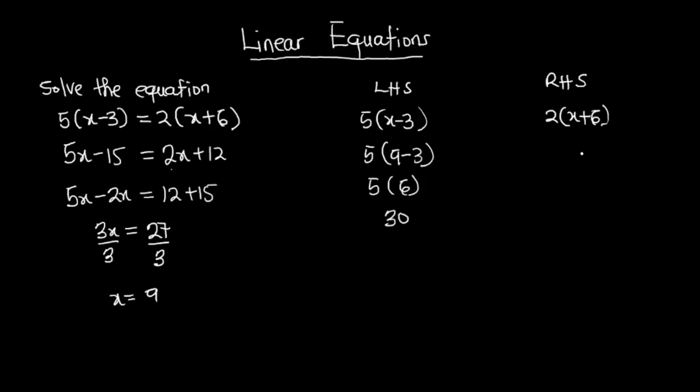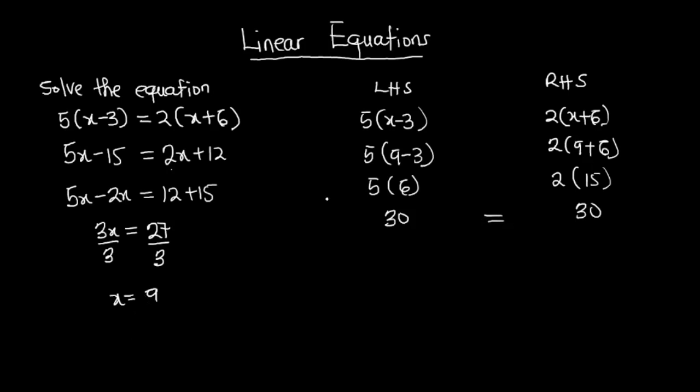Right, so let's look at our right hand side. We have 2(x + 6), so 2 multiplied by x, which is 9, plus 6. This is equal to 2 multiplied by 9 plus 6 will give us 15, and 2 multiplied by 15 will give us 30. So we can see that the right hand side is indeed equal to the left hand side, and this verifies that our answer is correct.